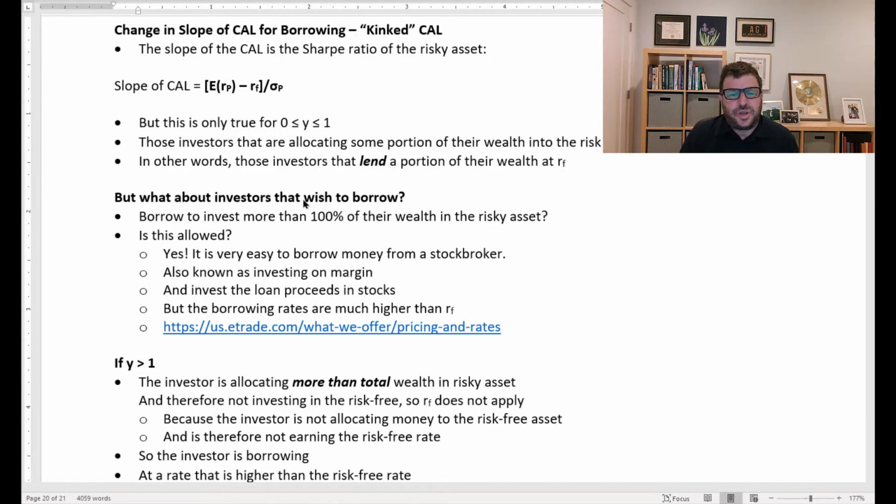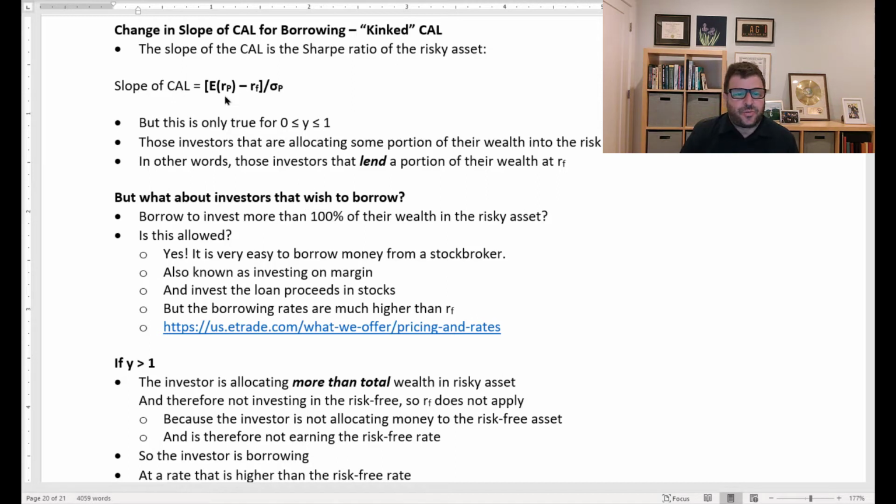But since investors can't borrow at the risk-free rate, effectively only the government or large corporations or large banks can borrow at the risk-free rate, or at least close to the risk-free rate, this is going to create a kinked or flatter sloped capital allocation line past the risky asset for values of Y greater than 1. So here's the slope of the CAL. It's the Sharpe ratio of the risky asset.